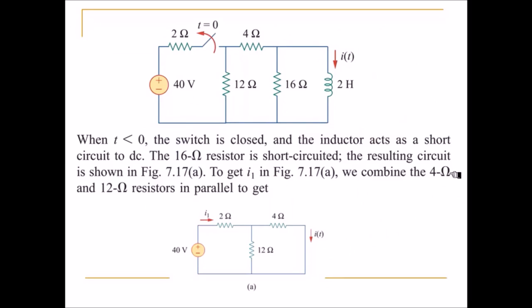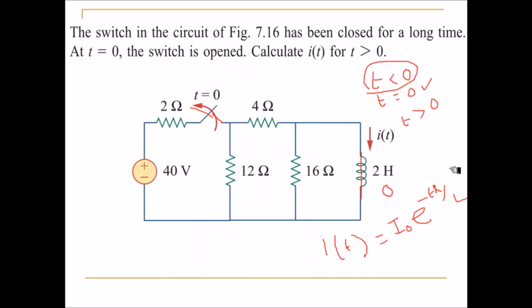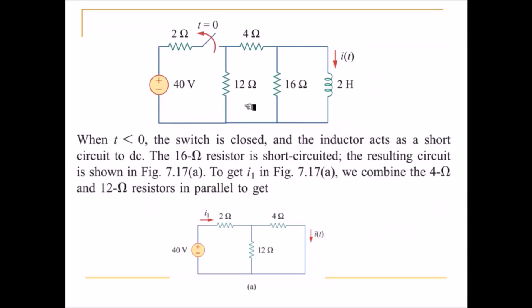So we need to find three parameters, namely the initial current I naught, the equivalent resistance R, and the equivalent inductance L. To find the initial current I naught, you close the switch. After closing the switch, the inductor will act as a short circuit. You find out the current flowing through the inductor when the switch is in the closed position.